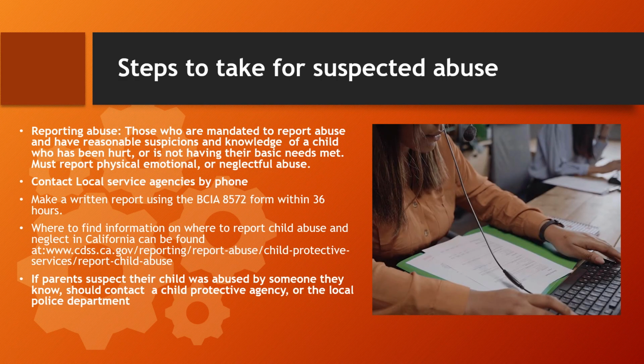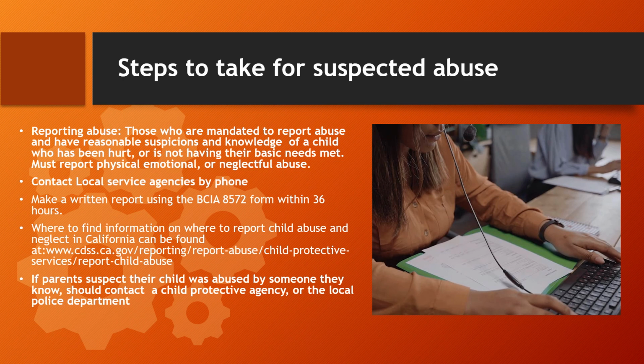So, steps to take for suspected abuse. Those who are mandated reporters can contact local law enforcement agencies, such as social service agencies or local child protective services in the mandated reporter's county, by phone. Once the incident has been reported over the phone, a mandated reporter has 36 hours to fill out and send a written report using the BCIA 8572 form, and they must have that returned to a local district attorney office.